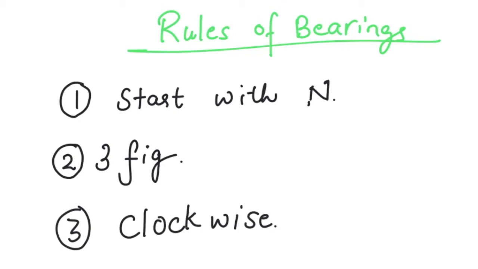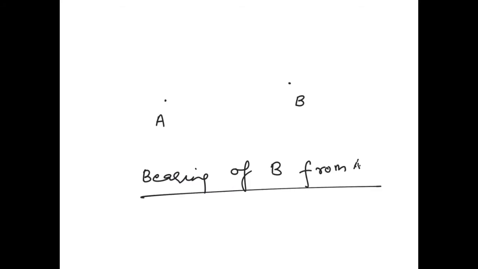One more point we need to consider, if it's not mentioned to use the protractor, the diagrams are not to scale. So you need not measure it. Suppose we have 2 points, A and B, and we need to get the bearing of B from A. How will we get it?